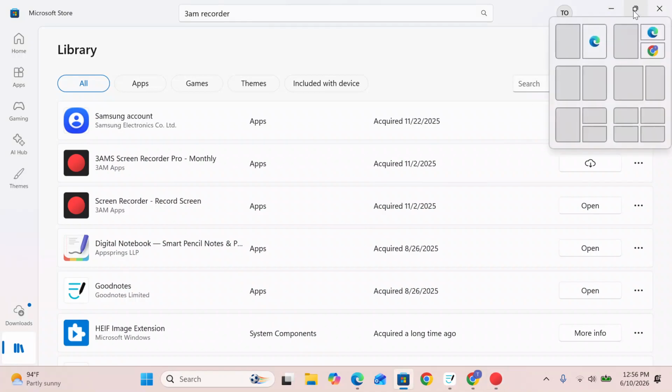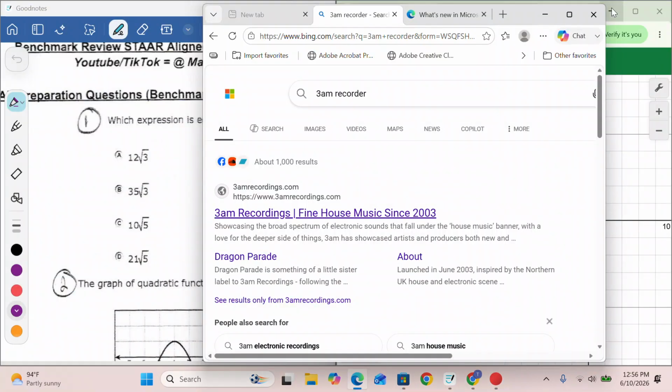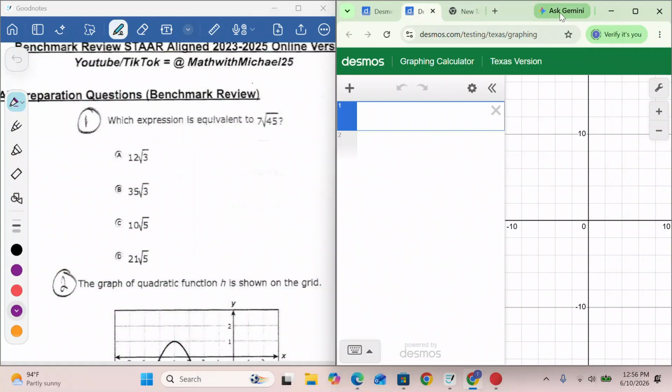So let's take a look at, let me take this off. Let me take this off, and we are ready to solve this one.